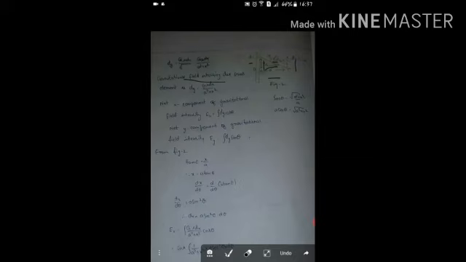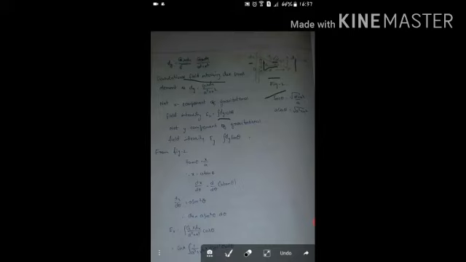The net x component of gravitational field intensity Ex is equal to integral dg cos theta. The net y component of gravitational field intensity Ey is equal to integral dg sin theta. And then from figure 2, this is the figure 2.